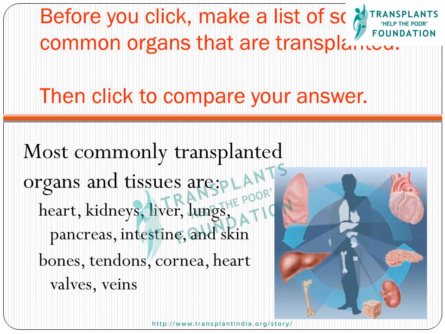Most commonly transplanted organs and tissues are... Before you click, make a list of some common organs that are transplanted. Then click to compare your answer. Most commonly transplanted organs and tissues are heart, kidneys, liver, lungs, pancreas, intestine, and skin. Bones, tendons, cornea, heart valves, veins.